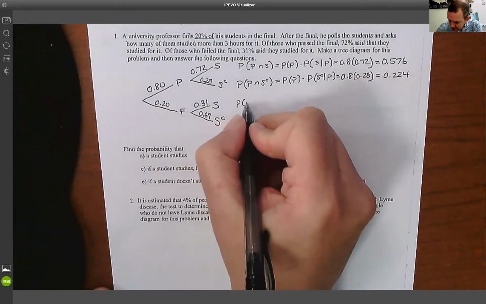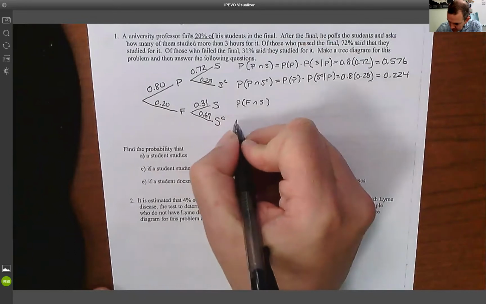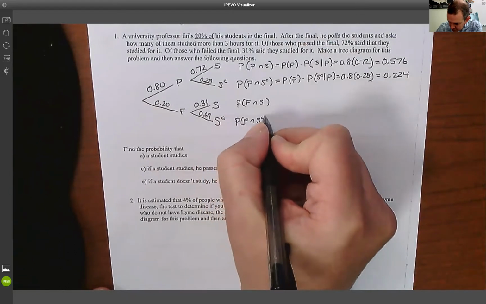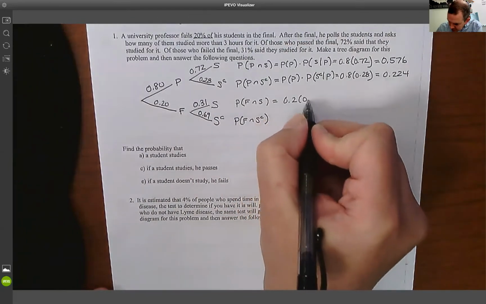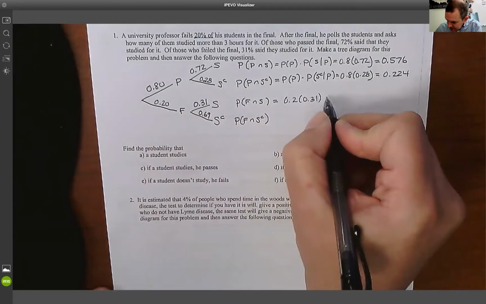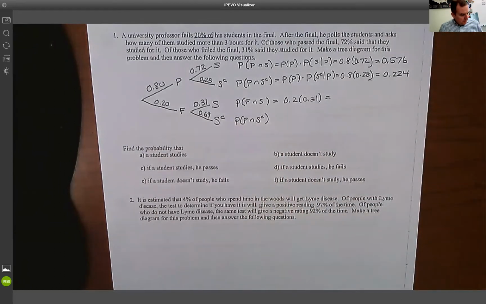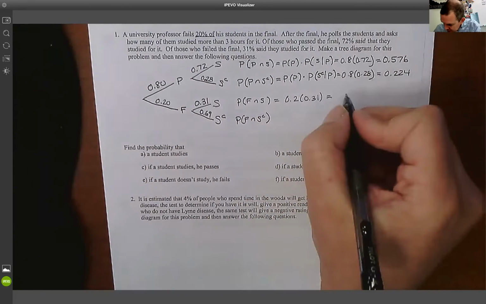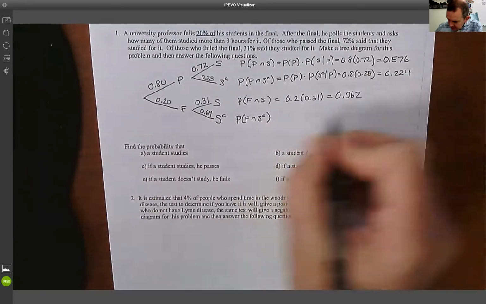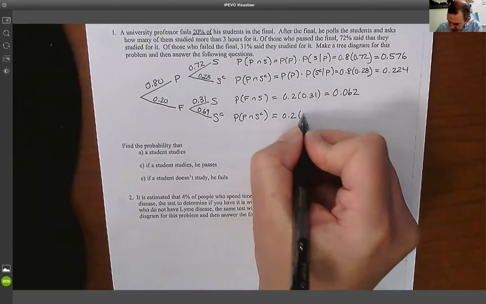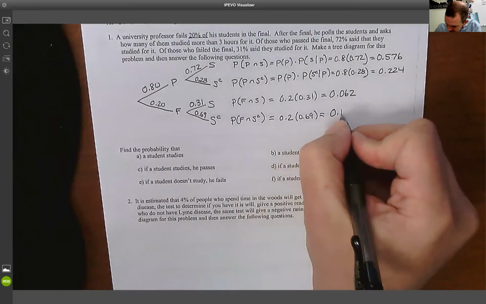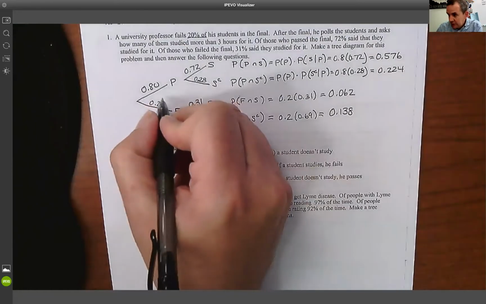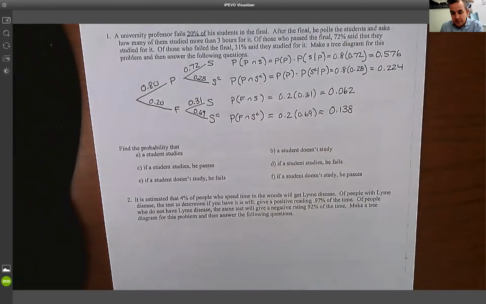And we're going to do the same thing for the failures. So fail and study. And we're going to do fail and didn't study. And basically what we're doing is we're going down the branches. So this one, I'm going to save that part of the formula and say it's 0.2 times 0.31, this times that. And when you do 0.2 times 0.31, you get 0.062. And then for this one, it's 0.2 times 0.69. And when we do 0.2 times 0.69, you get 0.138. These two numbers are going to add up to the 20%. All 4 of these numbers are going to add up to 100%.